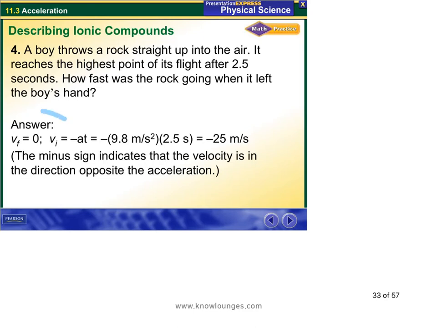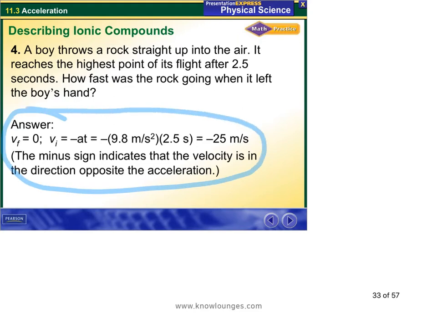Here they did a little talk about putting a negative in front of it, indicating it's in the opposite direction of the acceleration. I prefer the positive and then put the direction on. It's more understandable.